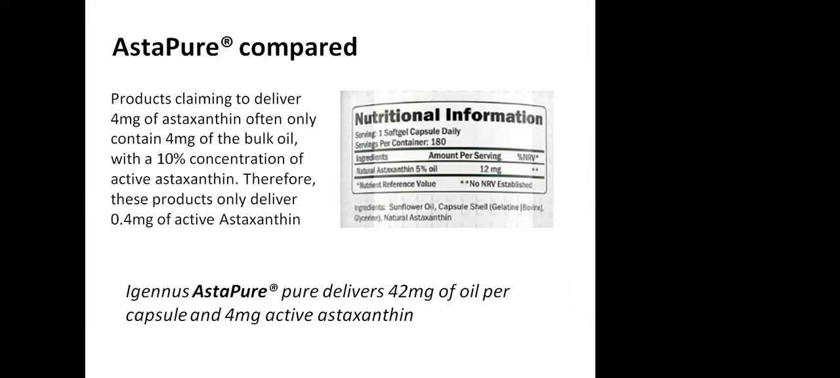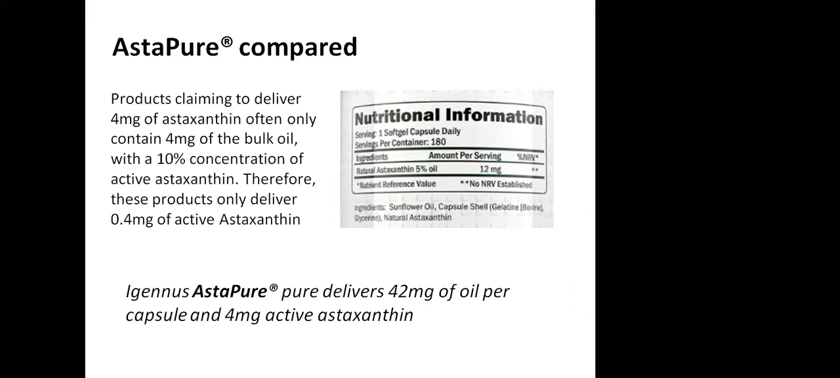One thing that we consider to be very misleading, and this is not an AstaPure product that I'm showing you here, but a competitor's product, is how misleading the label claims can be. When you're looking at an astaxanthin supplement, you want to know that you are getting your milligram dosage. To achieve a 4 milligram label claim of astaxanthin, you need to put 42 milligrams of a bulk oil in, because any astaxanthin oil is either going to be 5%, 10%. It's never pure astaxanthin. So you need to up-regulate the amount that you put in to achieve your label claim.